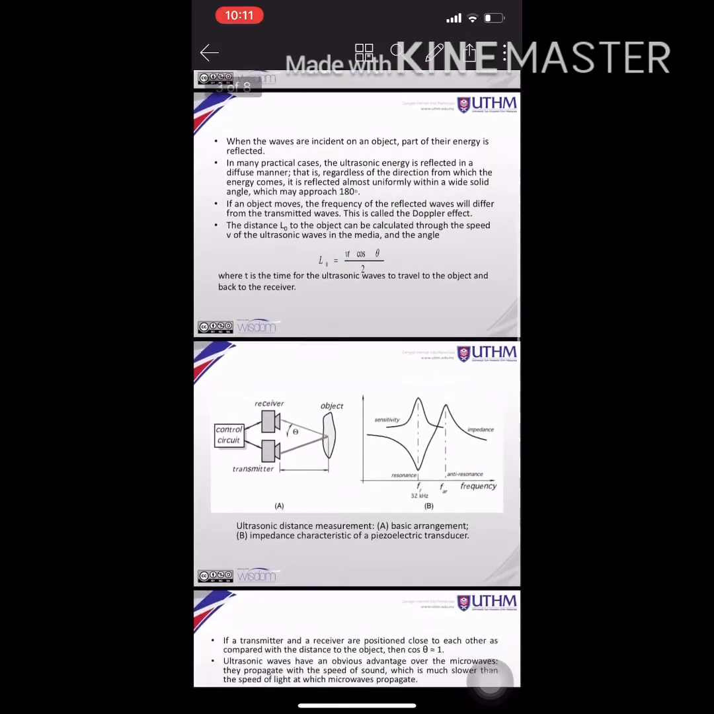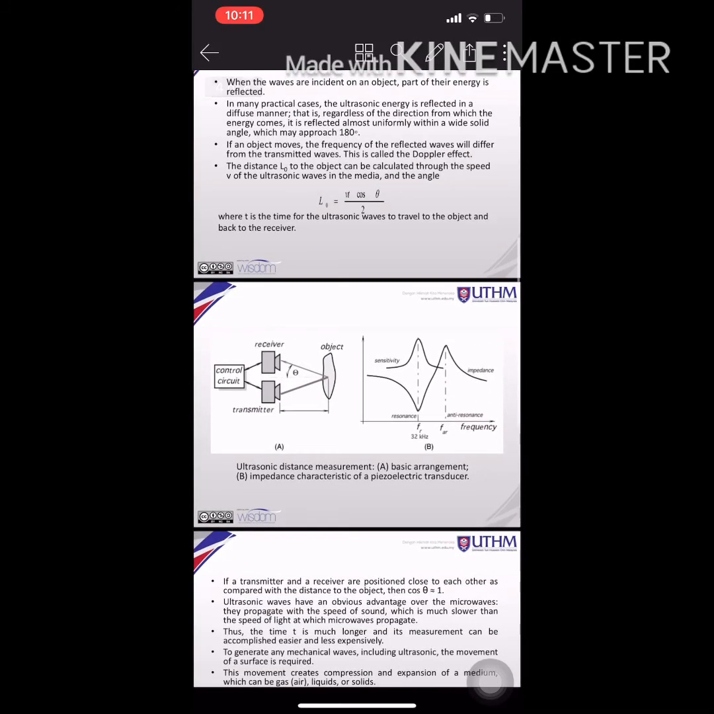So how does the ultrasonic motion detector work? When a wave is incident on an object, of course part of the energy will be reflected. In most practical cases, the ultrasonic energy will be reflected in a diffuse manner, regardless of the direction from which the energy comes. It is reflected almost uniformly within a wide solid angle which may approach 180 degrees.